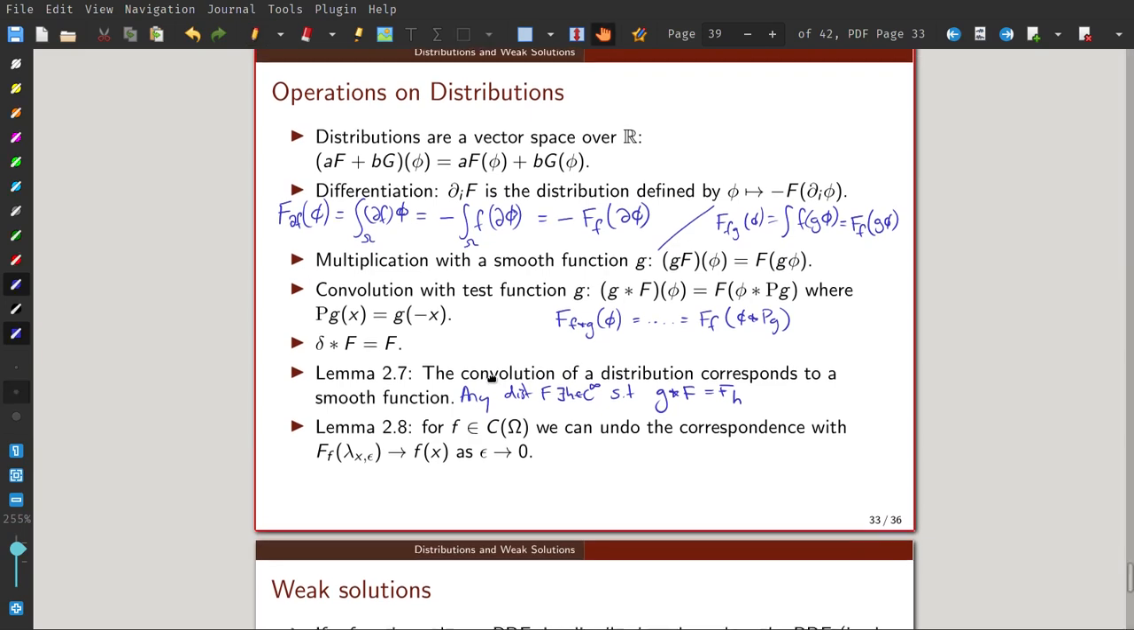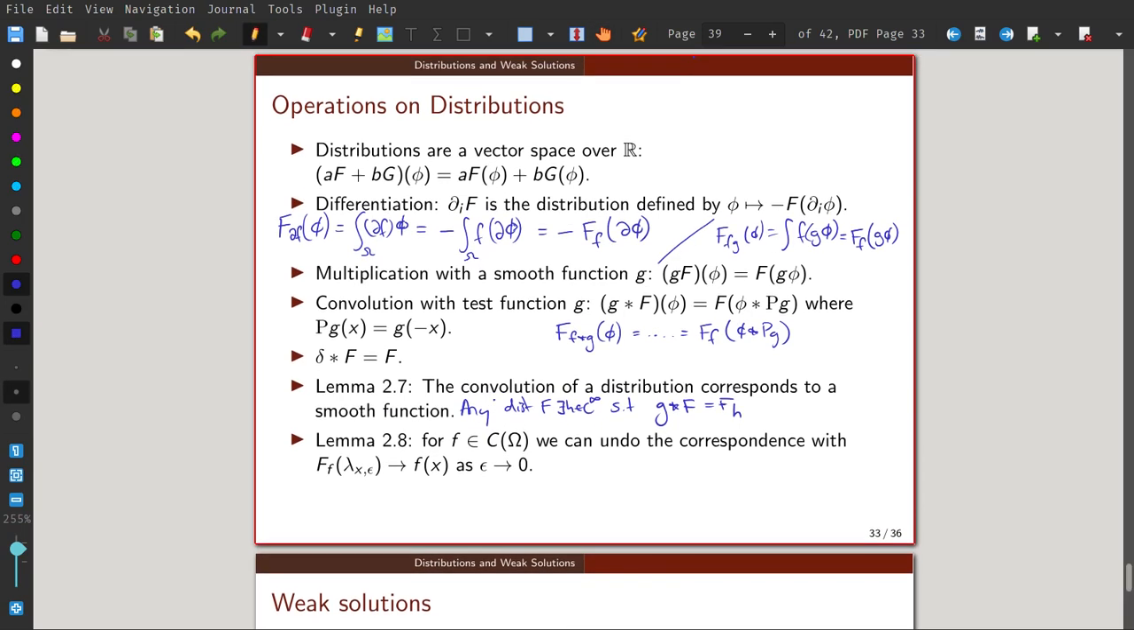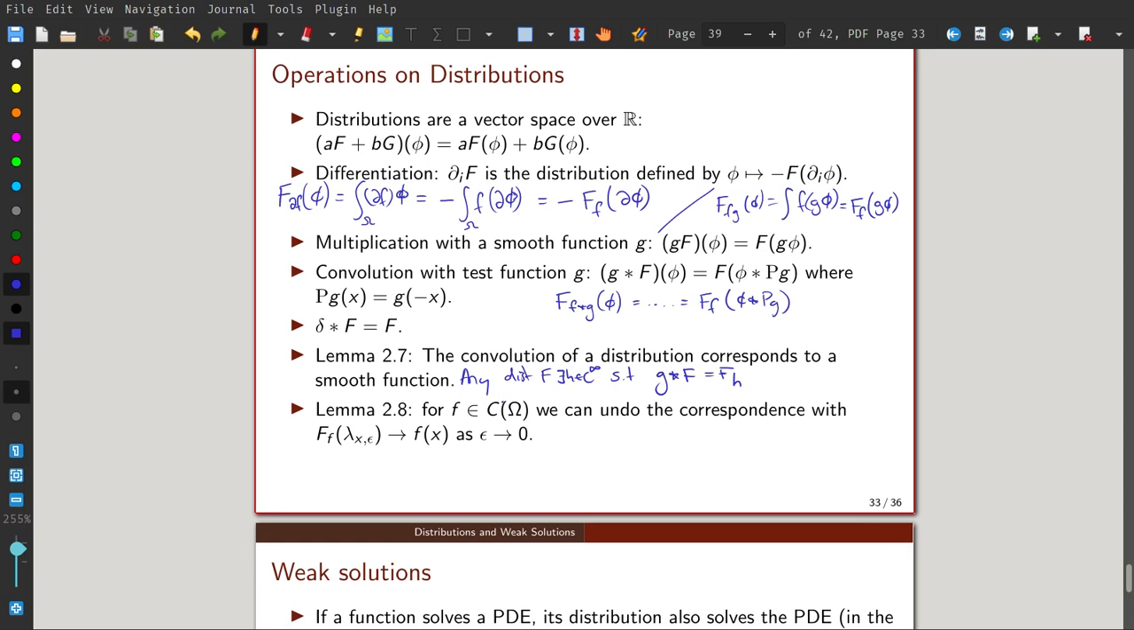And I said one of the nice things about lemma 2.7 is that you get back a function from a distribution. Another way to get back a function from a distribution, or how to undo this correspondence. We know how to go from a function to get the corresponding distribution. How can you take the corresponding distribution and get back the function?